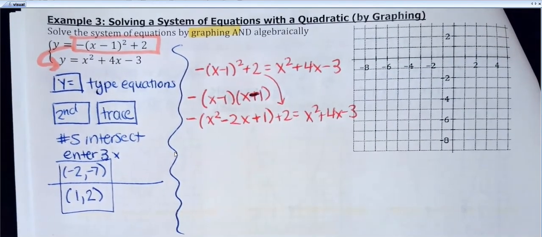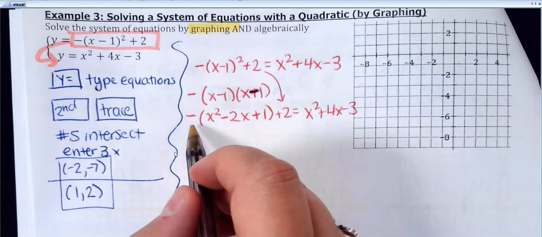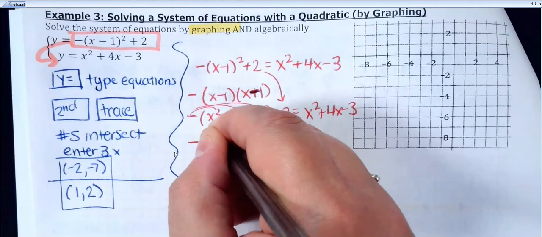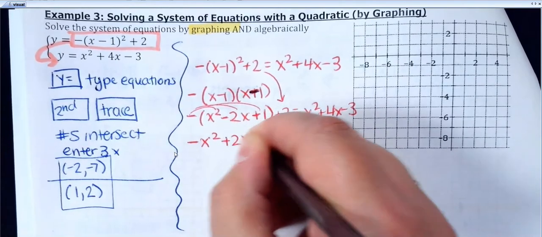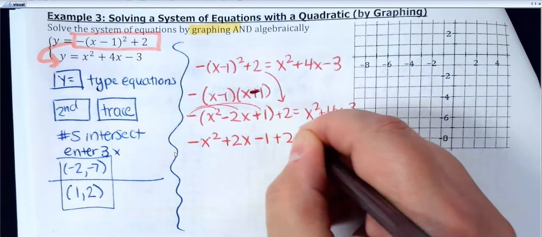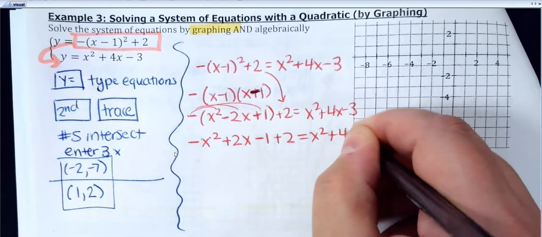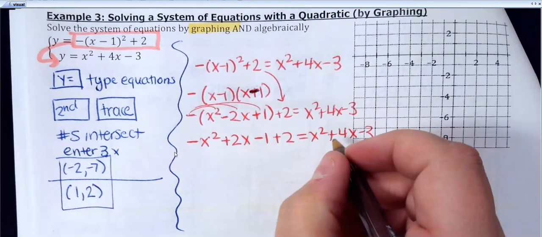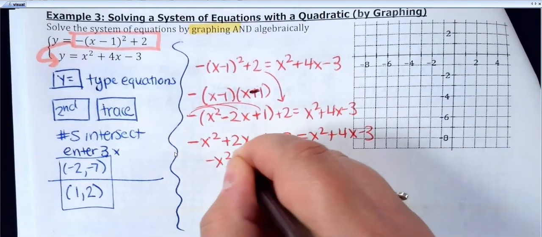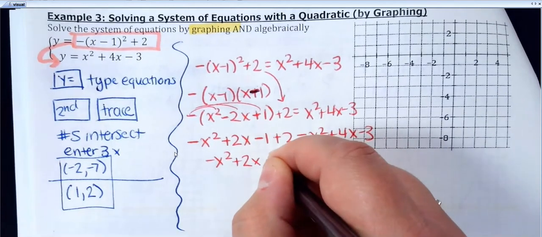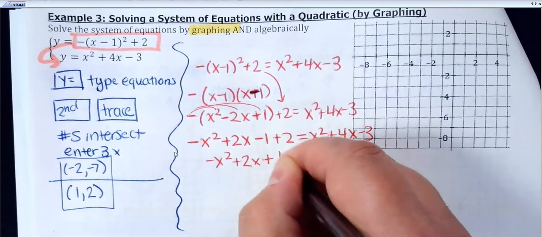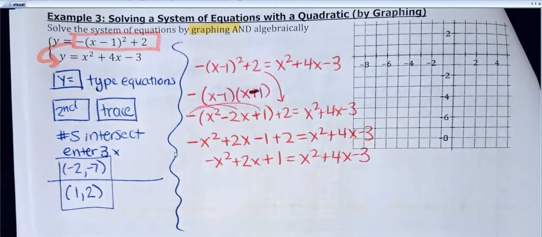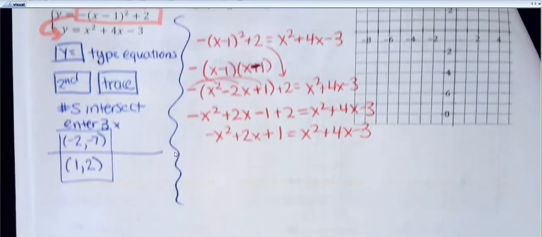Okay, now from this point, I had a little negative out in front of those parentheses, so when you distribute that, it's just going to change everybody's sign. So it'll be negative x squared plus 2x minus 1 plus 2, and then I've got the x squared plus 4x minus 3. I'm not going to use the graph, so don't worry about that. Now, if I combine my like terms real quick, negative 1 plus 2 would give me 1. This would be x squared plus 4x minus 3. Okay, any idea what I should do from there?